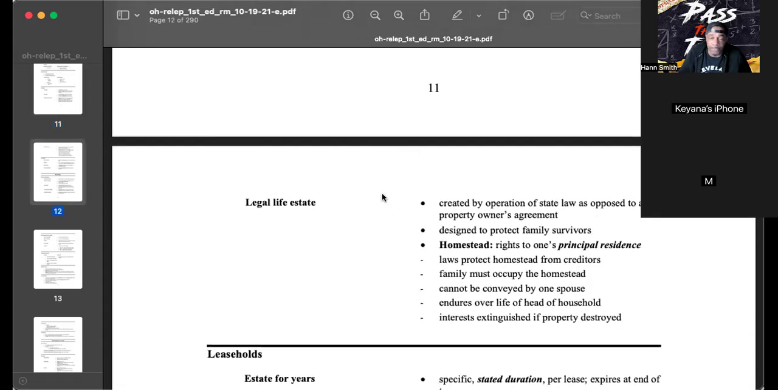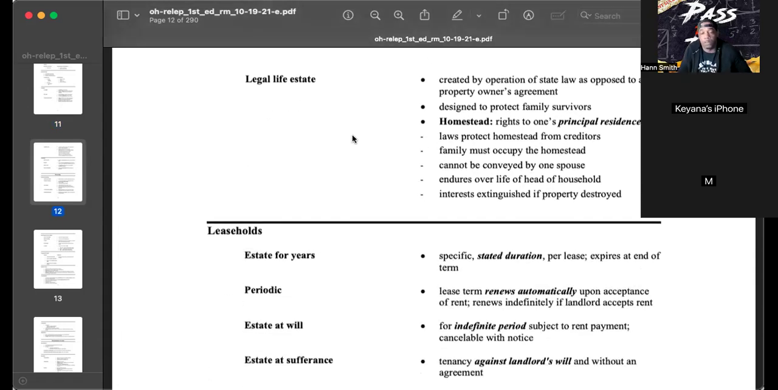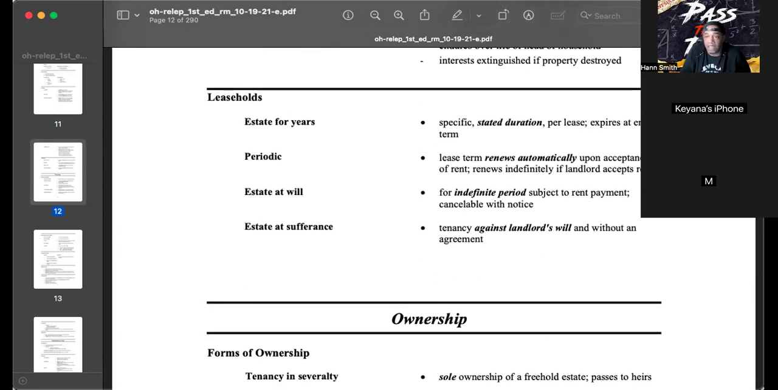And here's the legal life estates, and this is all in that book, so y'all can get in there and look at some of this stuff too. All right, moving to leasehold estates. All right, and it's just that simple.